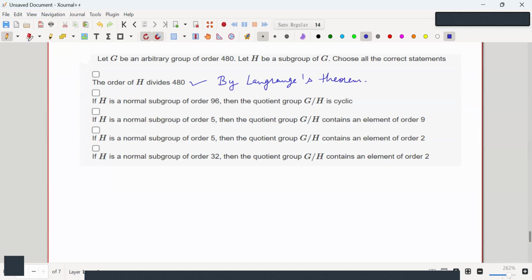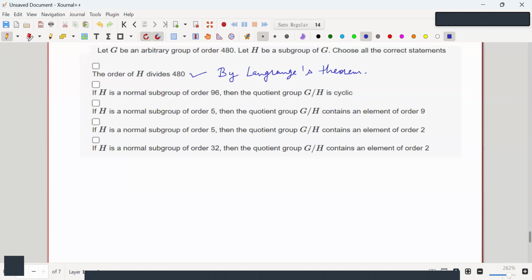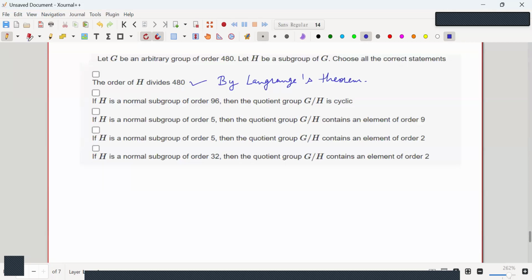If H is a normal subgroup of order 96, then the quotient group G by H is cyclic. Is it correct? Correct, right? The quotient group is of order just 480 divided by 96. This is of order 5. And all groups of order 5 are just isomorphic to Z5, which is cyclic.